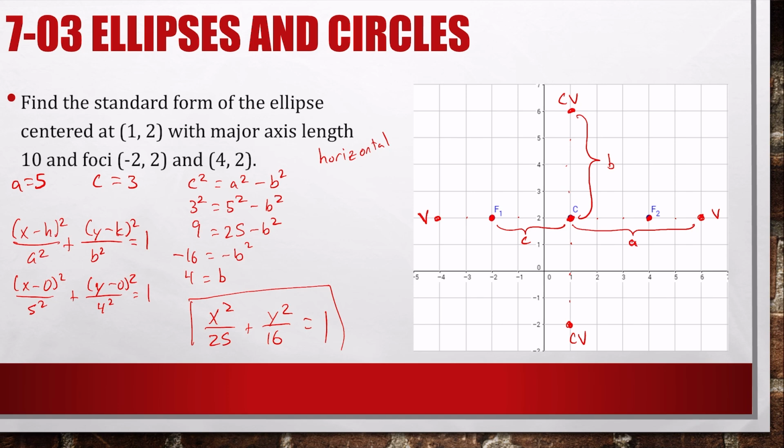And now to graph it, again, plot the center. Plot the vertices by going the distance a from the center. If it's horizontal, go horizontally. If it's vertical, go vertically. And to get the covertices, go the distance b from the center. And then you just draw the nicest ellipse that you can through those points. And that's a sketch of the graph of the ellipse.